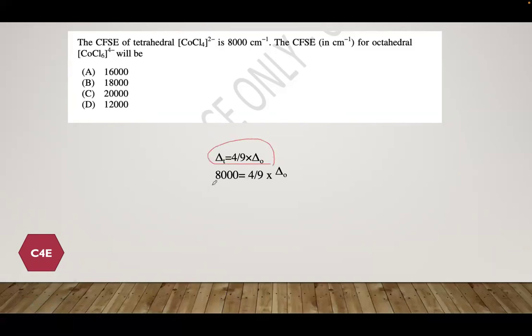Once you know this, it's a direct substitution because delta T is already given as 8,000. Substituting 4 by 9 of delta O, I can write the next step: delta O is 8,000 into 9 by 4, which gives us the value of 18,000, which is option B. This is another important formula, and it works once you know how it works. The central metal should be the same; only then can we apply this formula. Otherwise, if one is cobalt and another is copper, it's not applicable. So you need to understand this well.